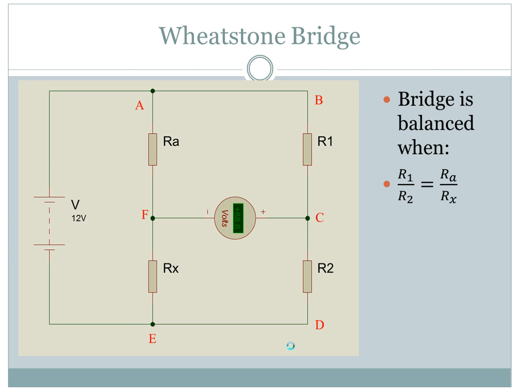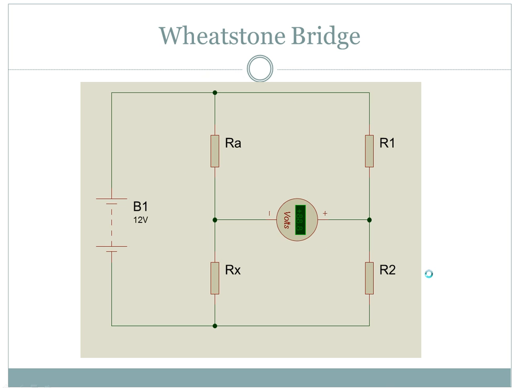Now there are some problems with the bridge. It may be balanced when these things happen, but there can be some inaccuracies. So for example, there might be some voltage dropped across the wire here, or some voltage dropped across the wire here, there, and there. And when the unknown value Rx is very small, then these voltage drops can have a significant effect on the accuracy of the bridge.